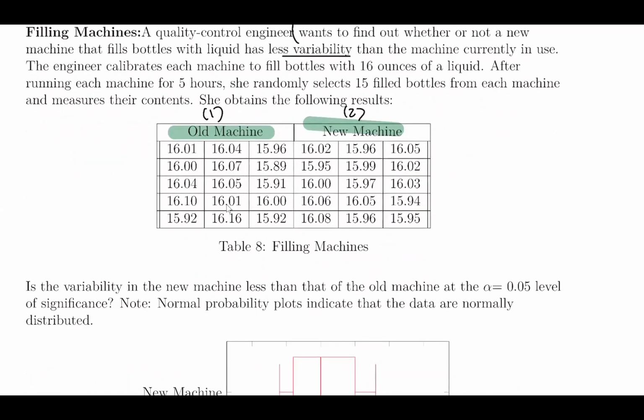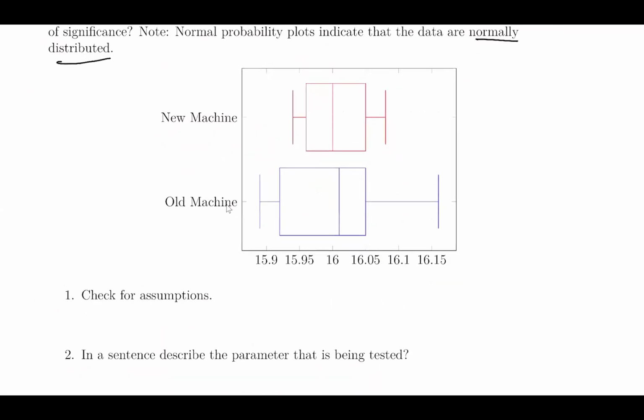So if you look in the bottom, there's a sentence that says, is the variability in the new machine less than the old machine at the alpha equal to 0.05 level of significance? No, the normal probability plot indicates that the data are normally distributed. So if you look at this one, we already know that it's normally distributed. So for this one, no need to check the assumption.